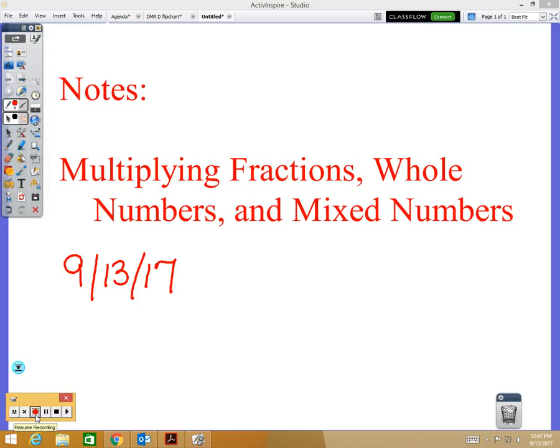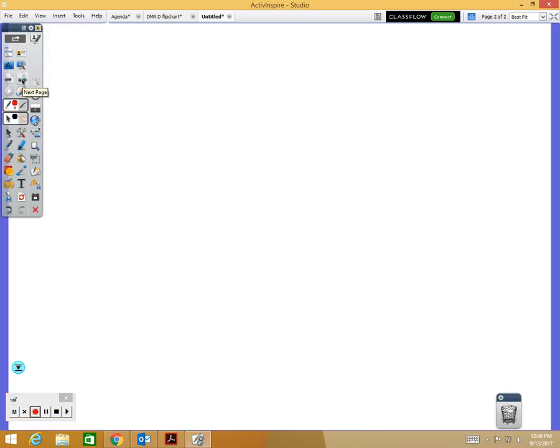Alright, so the last few days we have been spending our time adding and subtracting fractions, which is a lot more time consuming than multiplying fractions. So what's nice about multiplying fractions is you do not need the same denominators. You do not need the same denominators.